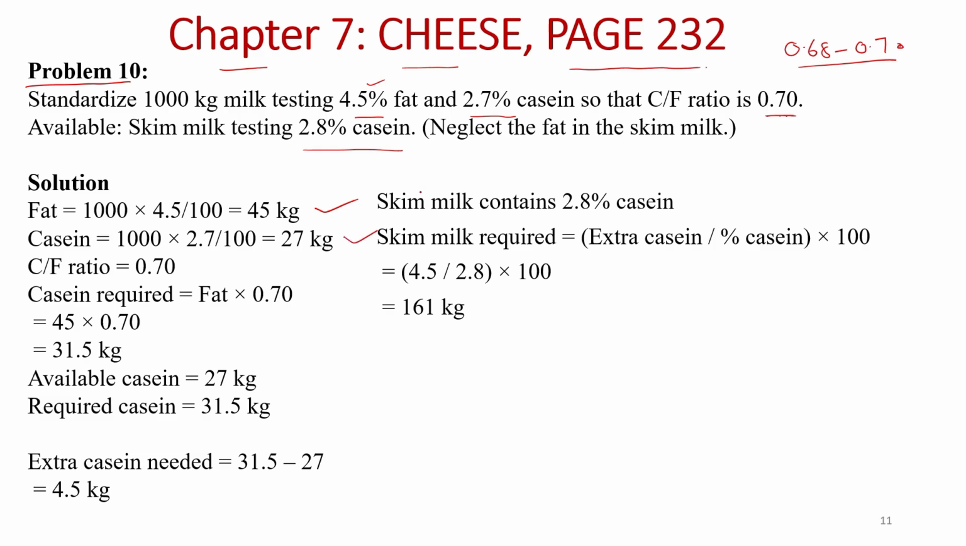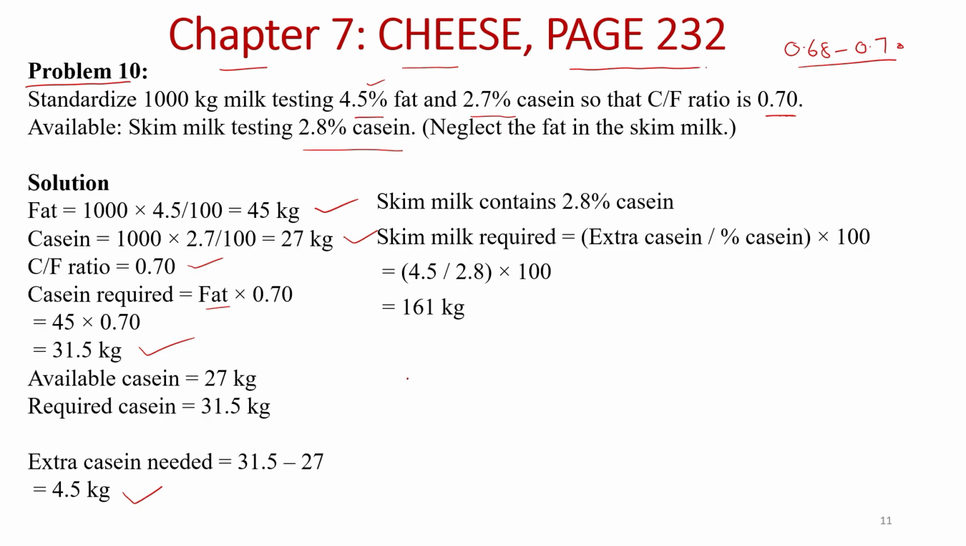And since casein to fat ratio is to be maintained as 0.7, considering fat as 45 kg, how much casein is required? It is 0.7 into 45, that is 31.5 kg. So how much more casein is required to have casein finalized? 31.5 minus 27, that is equal to 4.5 kg is required.